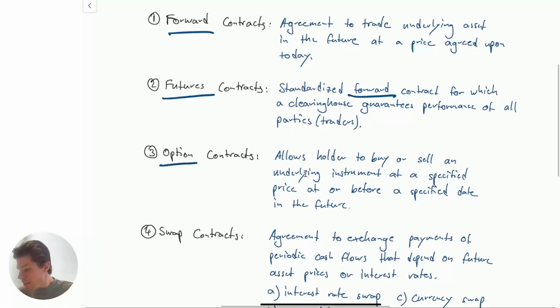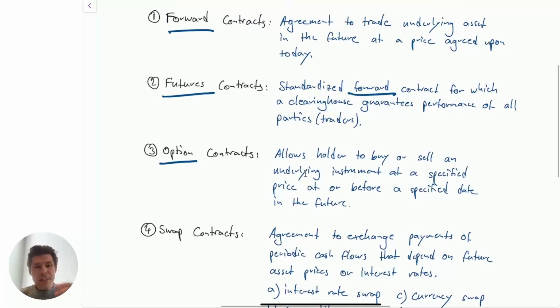Option contracts, a bit different. Also, you agree on something in the future via a contract, but the difference here, that's why it's called option contract, the price agreed is not fixed. It allows the holder to buy or sell an underlying instrument at a specified price at or before a specified date in the future. Means you have a right. For example, in 30 days you have a right, but not the obligation, if you're the holder of such a contract, to buy avocados for $2. But you don't need to exchange.